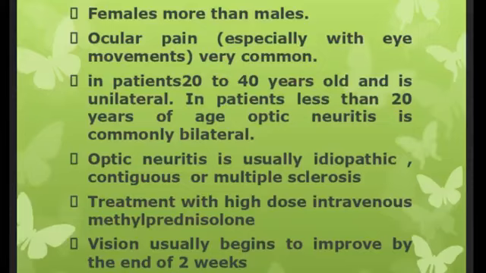The majority of cases occur in patients 20 to 40 years old and are unilateral. In patients less than 20 years of age, optic neuritis is commonly bilateral. Visual loss may develop very rapidly, but usually progresses for several days to weeks, and an aching orbital pain exacerbated by eye movement is common. Treatment is with high dose intravenous methylprednisolone, which makes the recovery of visual function occur more rapidly. Vision usually begins to improve within 2 weeks, and most patients experience good visual recovery.